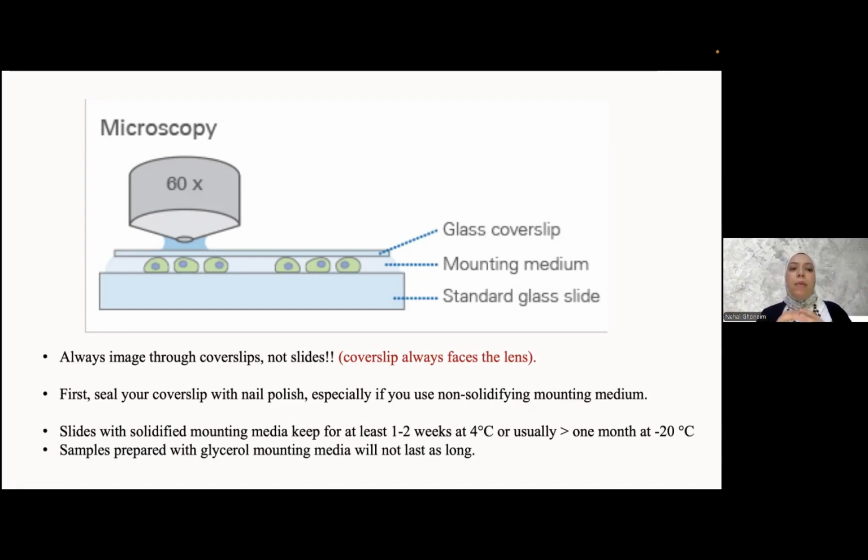And always image through the cover slip, not the slide, because of the thickness. Cover slips are thinner than the slides, and also the cells, if you remember the first step, were attached or adhered to the cover slip. So you image from the side of the cells for proper visualization of your labeled proteins.